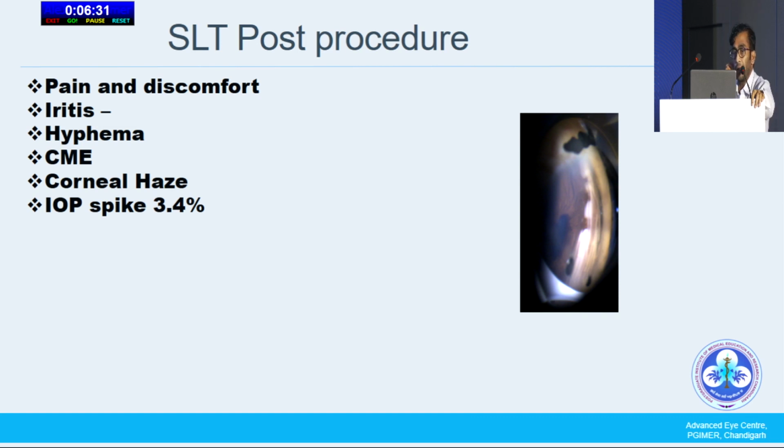As per definition, IOP spike means IOP rising more than 6 millimeters of mercury 1 hour after the procedure. And this patient has developed peripheral anterior synechia. Recently, I did SLT on this patient for ocular hypertension as a primary procedure. This is my first experience of having peripheral anterior synechia after an SLT procedure.